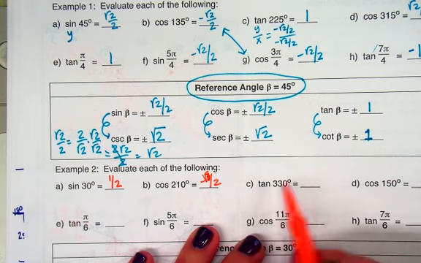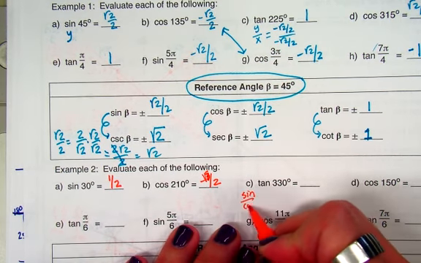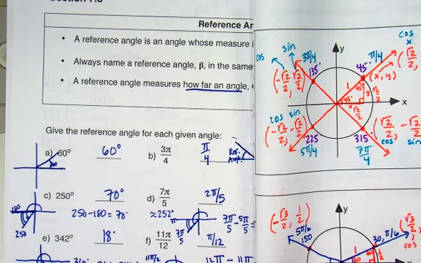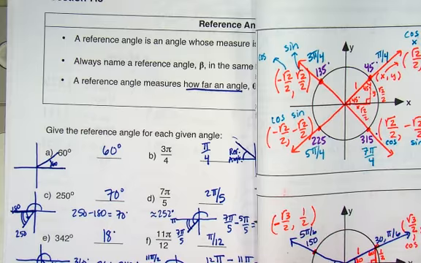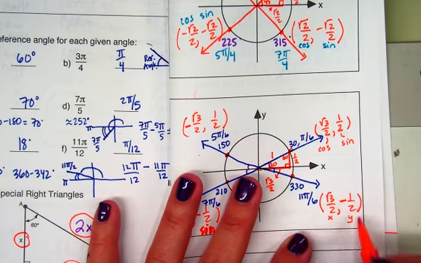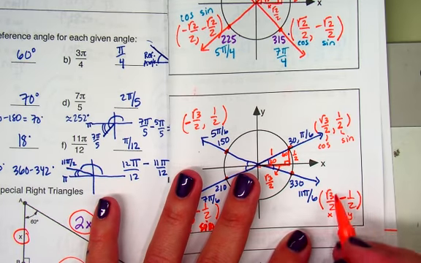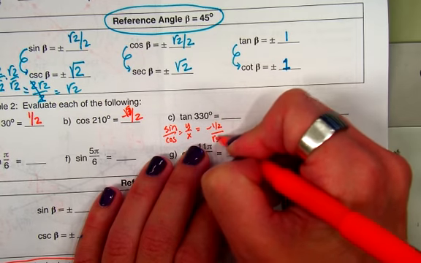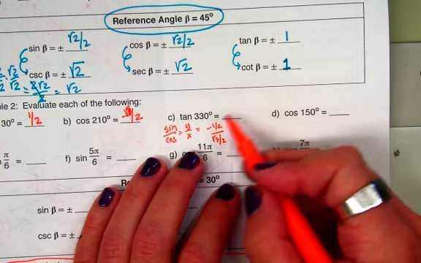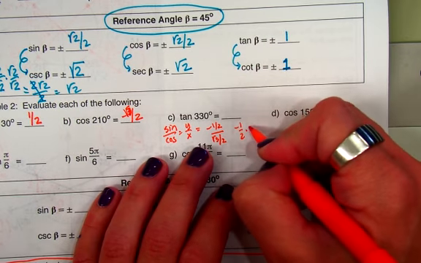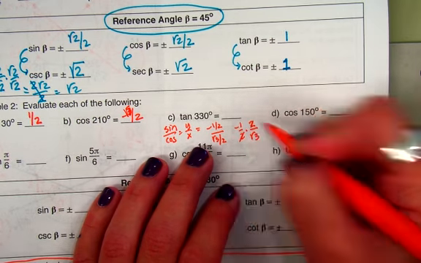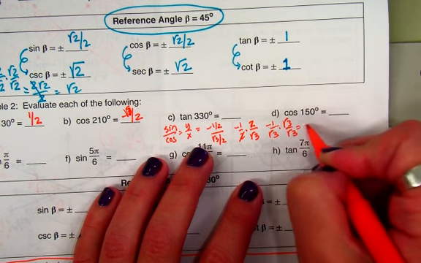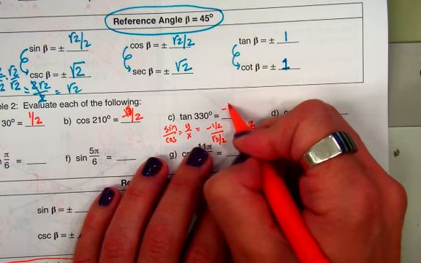All right, tangent now. So tangent is just going to be sine over cosine, or y over x. So where's 330? All right, so here's my x, here's my y. I want to do y over x, negative 1/2 over root 3 over 2. So here we go. Negative 1/2 over root 3 over 2. The bottom one's going to flip, so I'll have negative 1/2 times 2 over root 3. They're going to cancel. I'll have negative 1 over root 3. I have to rationalize, and I get negative root 3 over 3.